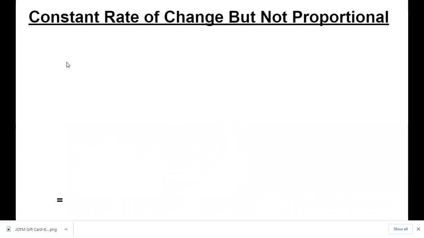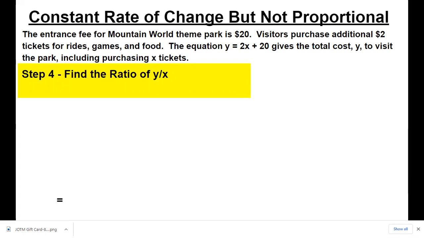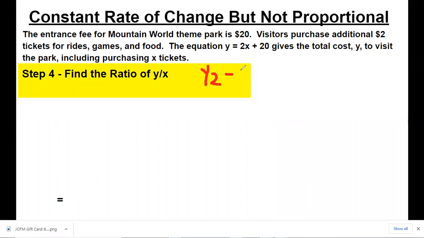Okay, but find the ratio of y divided by x. Notice that y divided by x is not the same as the change in y over the change in x. The change in y over the change in x is y2 minus y1 over x2 minus x1. That is not the same thing as this. This is just y divided by x. Okay, don't get those mixed up.